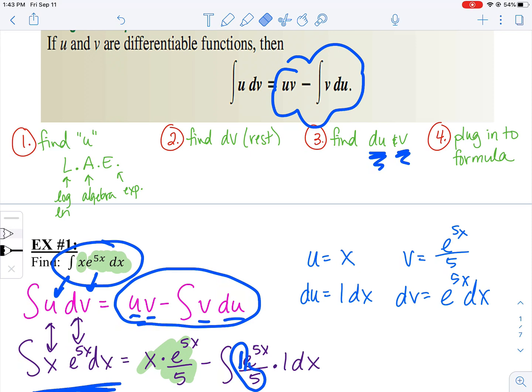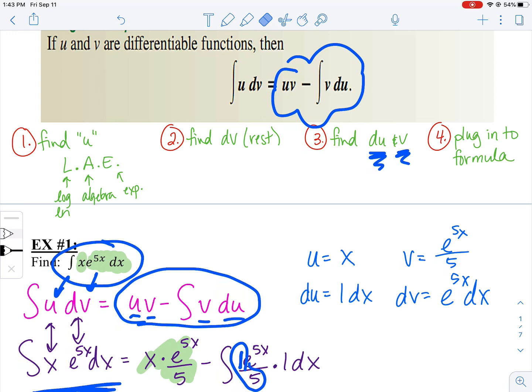Find your u. Remember the letters L, A, E. That'll help you get started with what u is going to be. Then find the rest of it, which is dv. Once you have u, find your du. Once you have dv, find your v, and then plug those pieces into the formula.